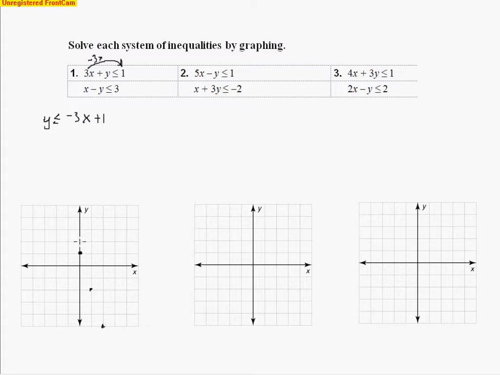I can also go up 3 over 1, and then I draw the line. Be really careful about the type of line I'm using. In this case, a solid line to represent that the solutions of the line are included as well, because it has that line underneath.